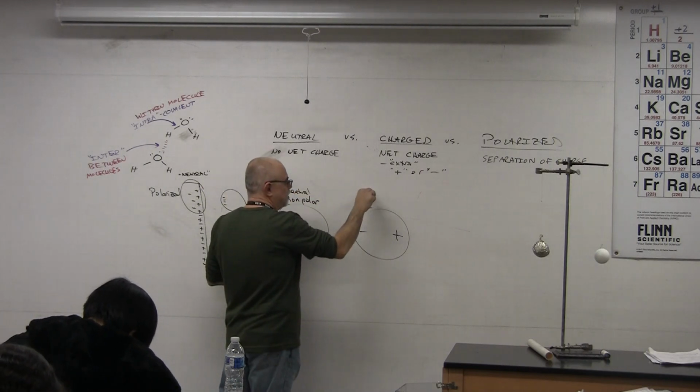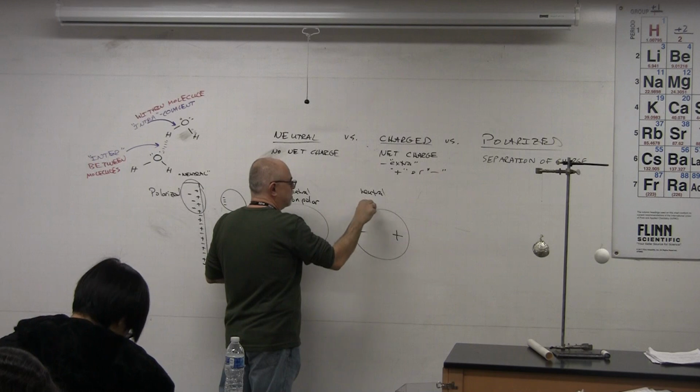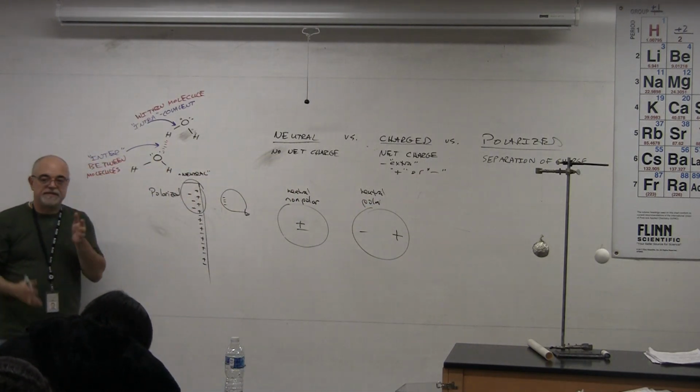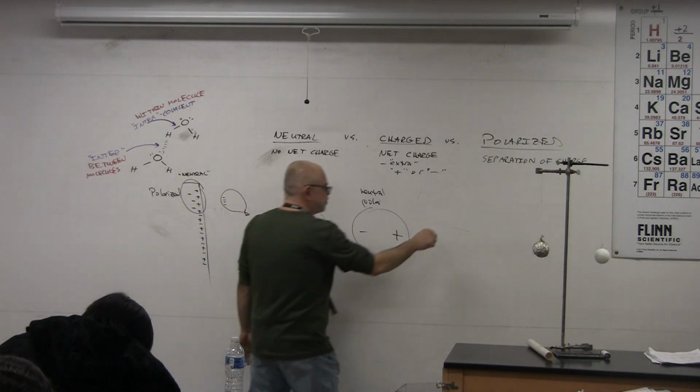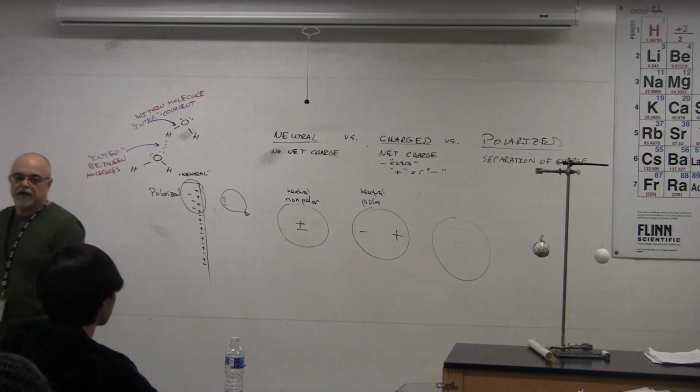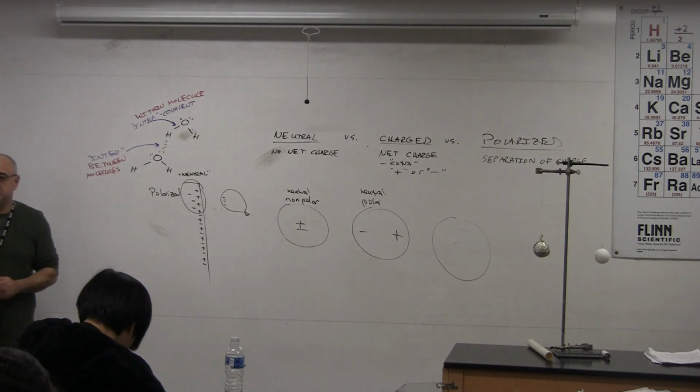This is neutral but polar because of the separation of charge. And then if I wanted to show one that's actually charged, then I would have to show you a circle that had either just a negative or just a positive, or overall more of one than the other. But do you see now what I'm trying to show or not?